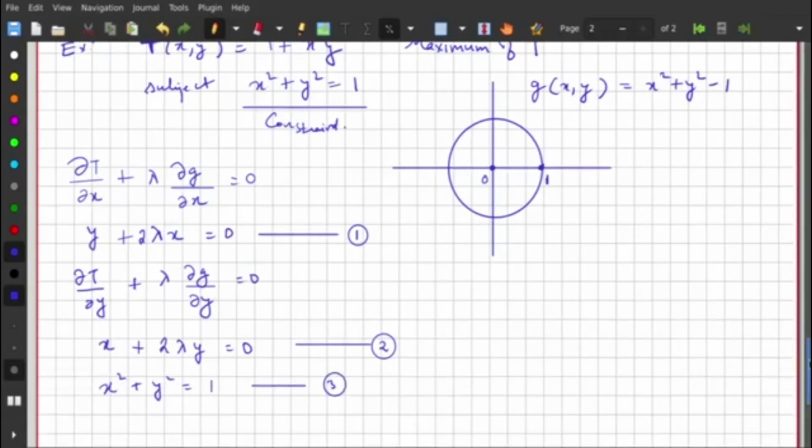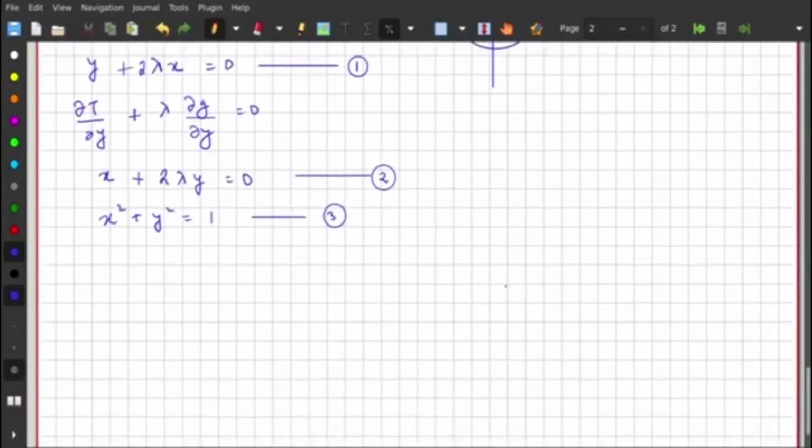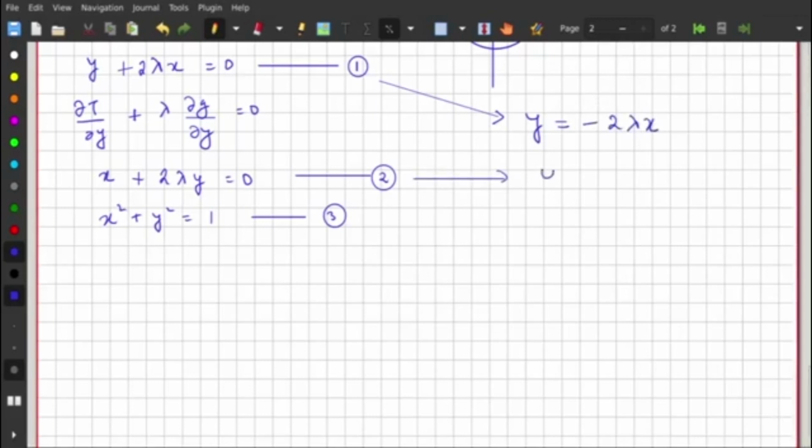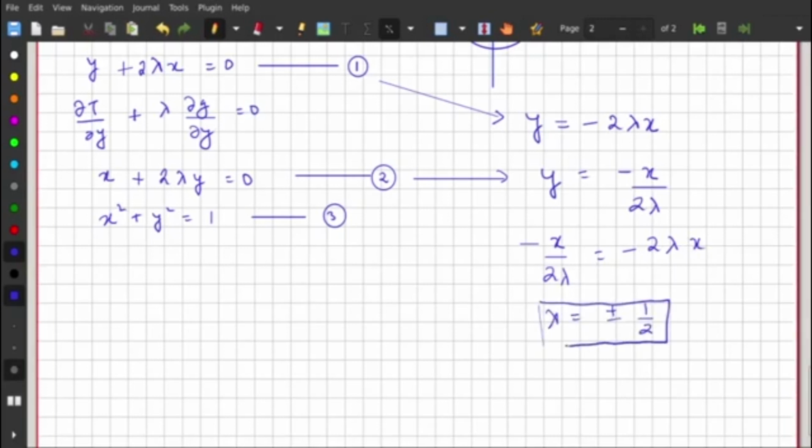So using all these three equations, from equation 1 we can write y equals minus 2 lambda x, and from equation 2 we can write y equals minus x by 2 lambda. If we equate these two expressions for y, we can solve for lambda. That will become minus x by 2 lambda equals minus 2 lambda x. So if we solve for lambda, we will get lambda equals plus or minus half. Okay, so we figured out what lambda is.